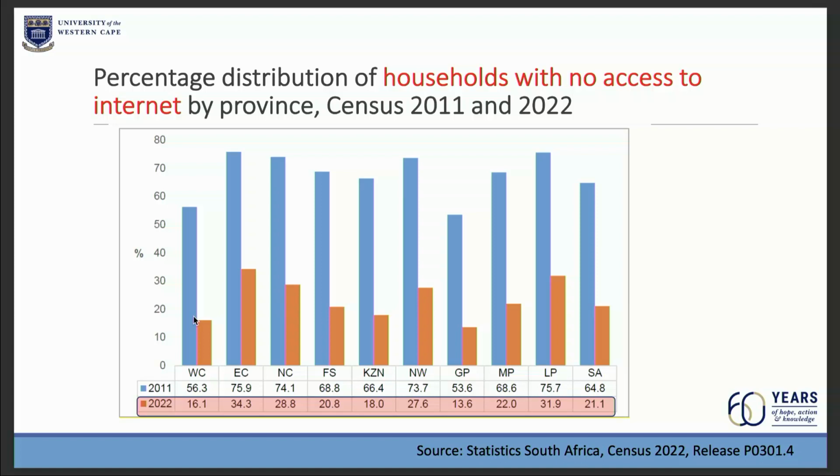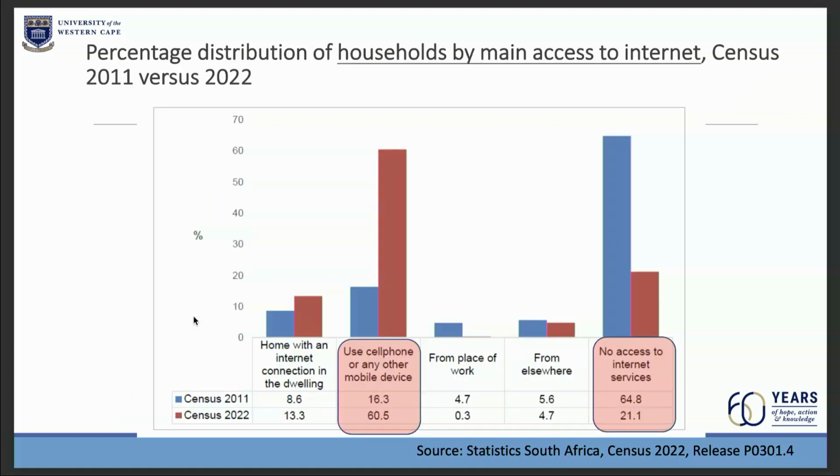Census 2022 is the most recent indicator that upholds where we are. Yes, there's been a lot of shift in terms of penetration, but I'm coming to a point of penetration just now, versus outcomes. And as you can see, 64.8 versus 21.1 in 2022 at a household level. So quite a big shift in terms of households with no access to the internet. But looking at the main access to internet, we can see that 21.1% at a household level in 2022 census still do not have any access, and a large part of these people are in rural South Africa.